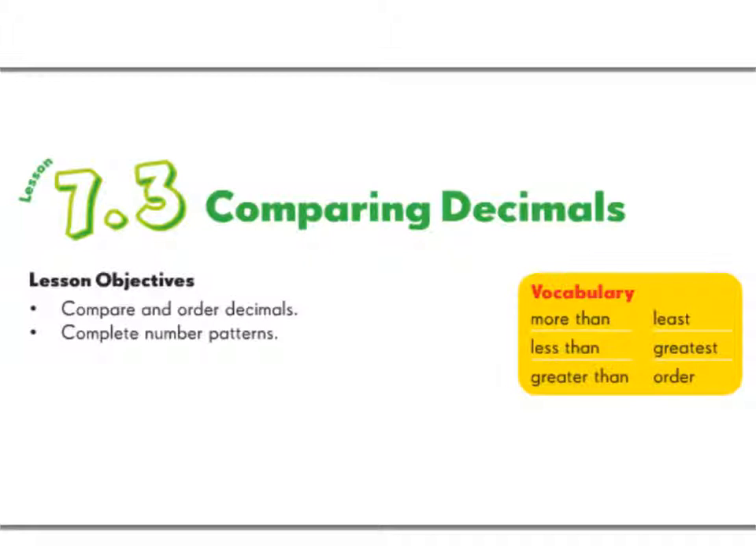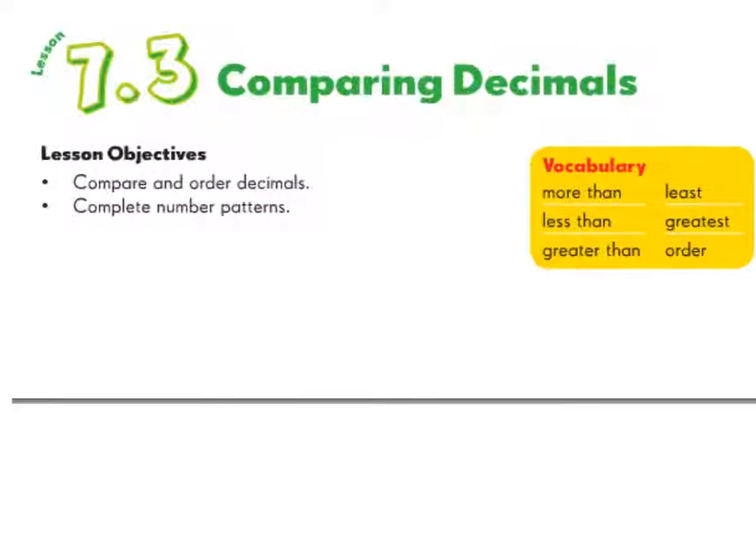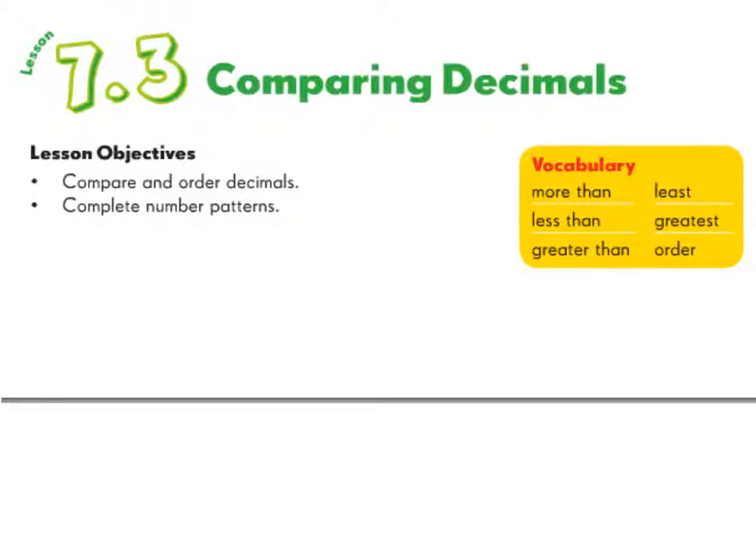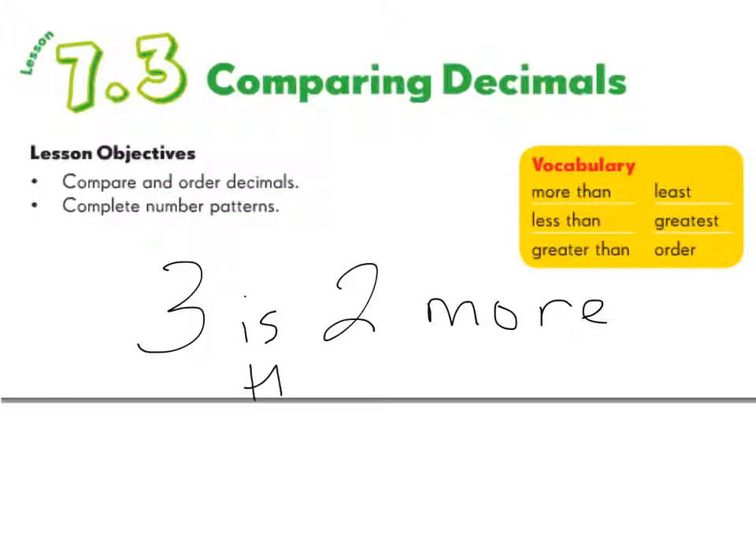Usually we talk about more than in a couple different ways. We might say that 3 is 2 more than 1, which means that 2 plus 1 equals 3.